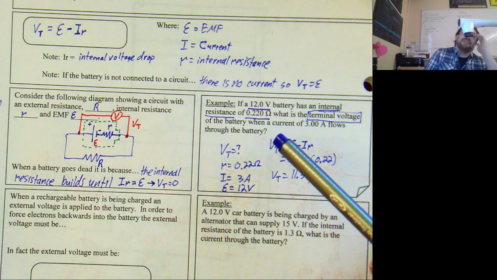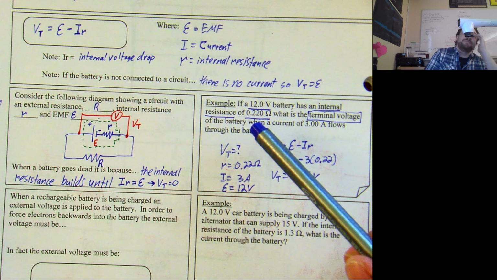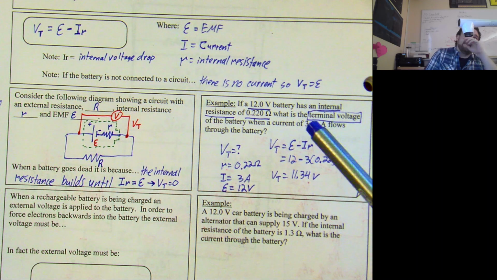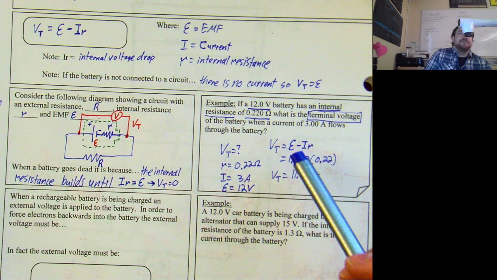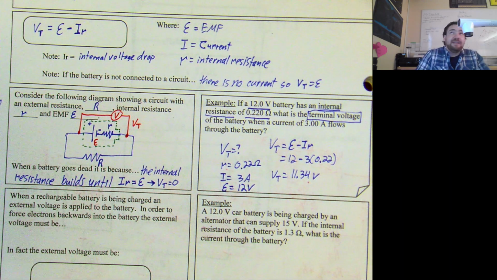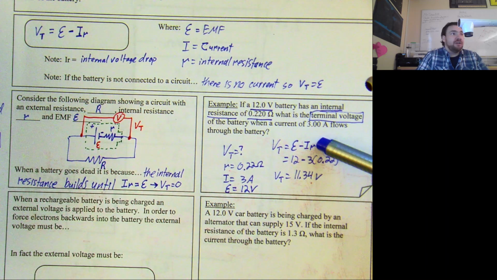We did one example yesterday. If a 12-volt battery, like a car battery, for example, has an internal resistance of 0.22 ohms, what's the terminal voltage of the battery when a current of 3 amps flows through the battery? That's just VT equals epsilon minus I times R. We found that the voltage from the battery, the thing it's actually supplying, is 11.34 volts, since it has a current going through it. And the larger the current you draw, the more voltage you're going to lose from the EMF.